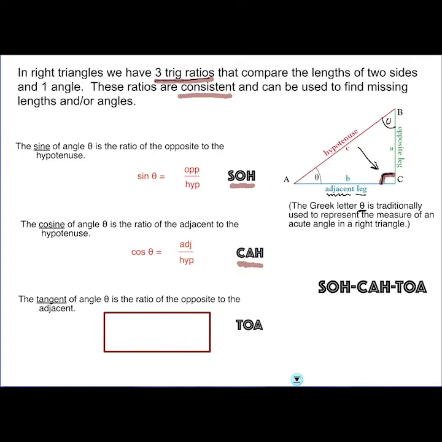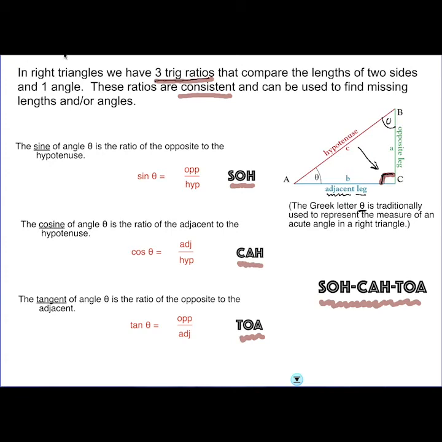And then our last one is tangent. Tangent of any angle is the opposite over adjacent. The word we're going to use to memorize that is TOA. So you might hear this, and it might be worth repeating: So, ka, toa. So, ka, toa. Anyways, however you remember it, that's going to help us commit these three ratios to memory.